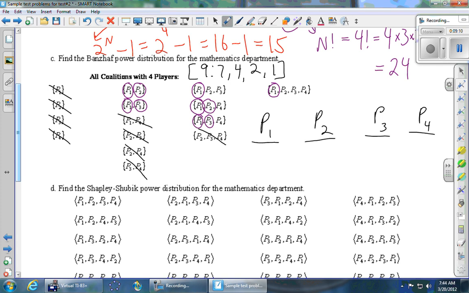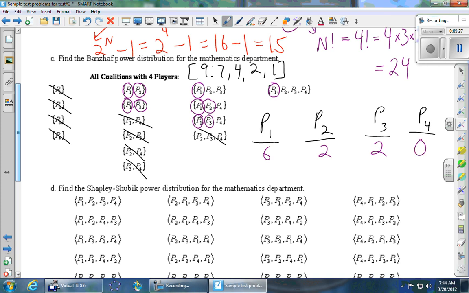First thing to do is count how many times each player is critical. So P1 is circled how many times? It looks like 6. P2 is circled how many times? Twice. P3 is circled twice. And then P4, not circled a single time.